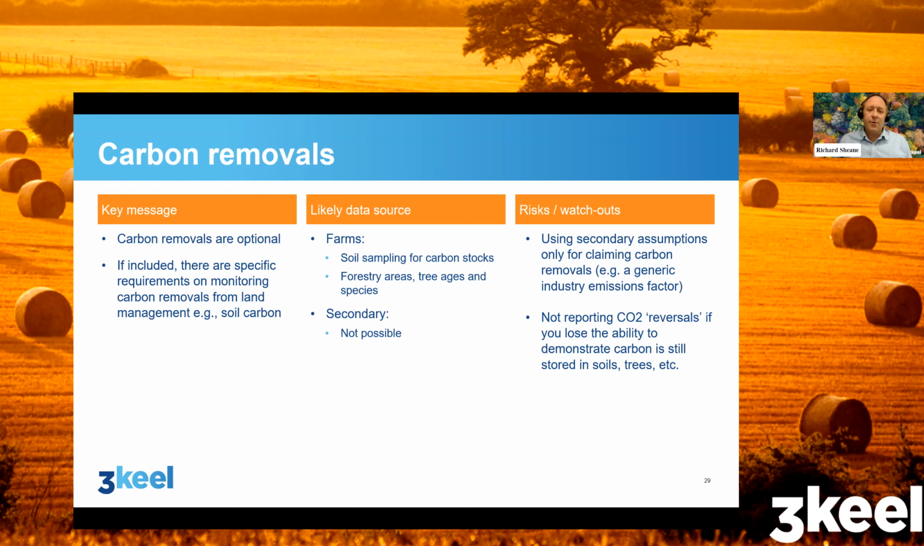You need to be really getting primary data from soil sampling, forestry areas, tree ages and species. We don't think it's possible to use secondary emissions factors to claim a removal, because you just can't demonstrate that it's real. There's a need for more primary data, basically.